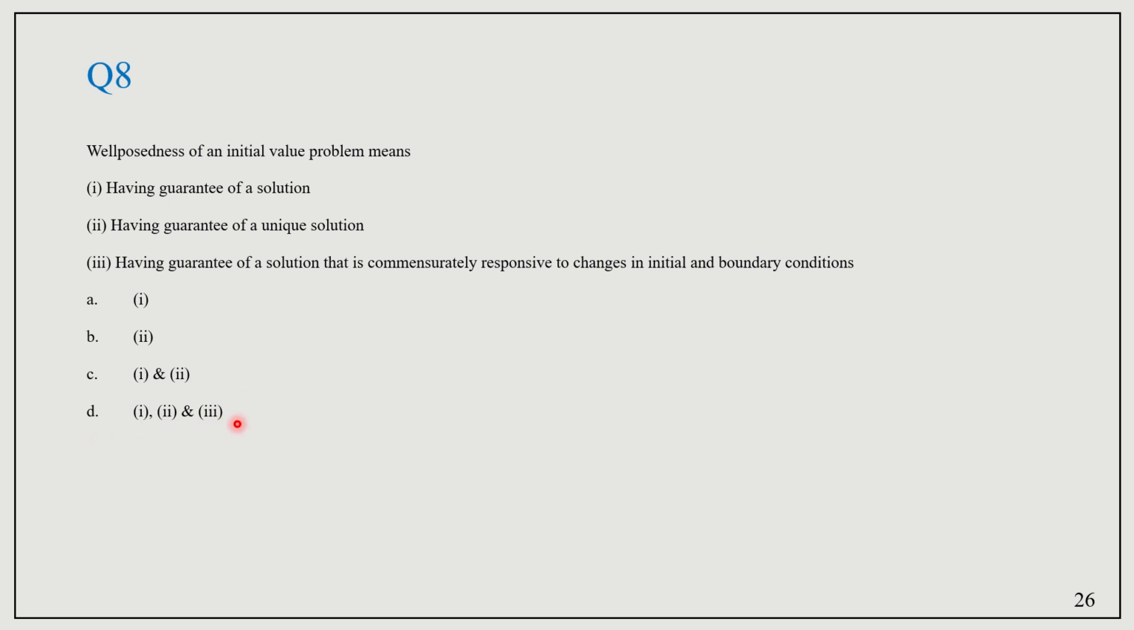So since all three of them are right in our estimation, we are going with option D, 1, 2 and 3. So option D is the right answer because well posedness of an initial value problem means having a guarantee of a solution, a guarantee of a unique solution, and a guarantee of a solution that is responsive to changes in initial and boundary conditions.